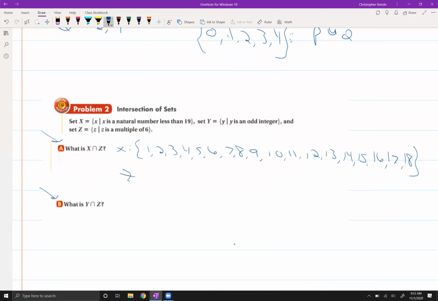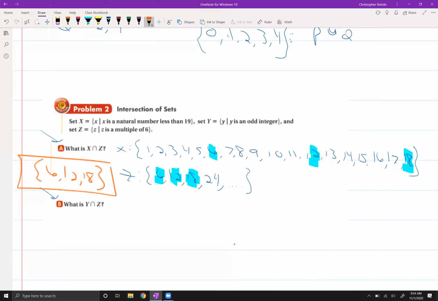What's Z? Z is made up of multiples of 6: 6, 12, 18, 24. All right, since I'm looking for an intersection, I don't need all of them. I'm just looking for things that I have in both. So 6, is 6 in the other list? Yes. 12, is 12 in the other list? Yes. 18, yes, that's where my other list stops. Okay, so what's the intersection? What's shared in both of these? So this is made up of 6, 12, and 18 for my final answer. Right, because that's where these two roads crossed over. Those are the items that we have in common.